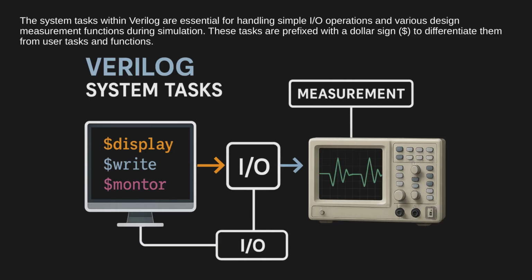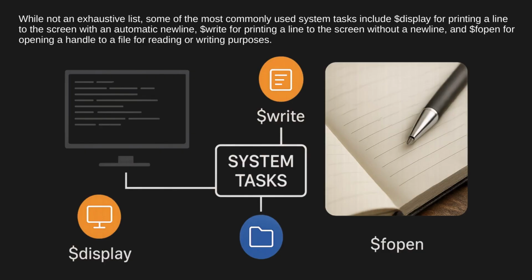The system tasks within Verilog are essential for handling simple I/O operations and various design measurement functions during simulation. These tasks are prefixed with a $ sign to differentiate them from user tasks and functions. While not an exhaustive list, some of the most commonly used system tasks include $display for printing a line to the screen with an automatic new line, $write for printing a line to the screen without a new line, and $fopen for opening a handle to a file for reading or writing purposes.